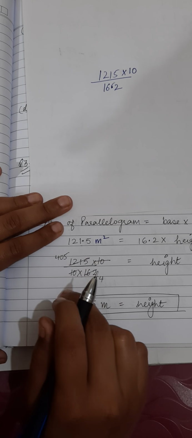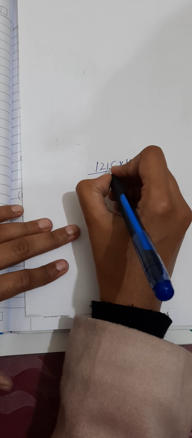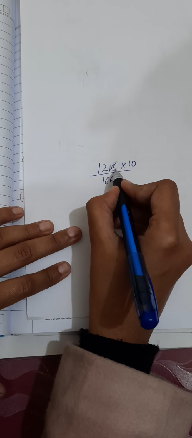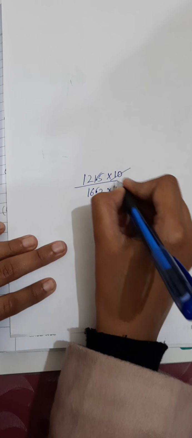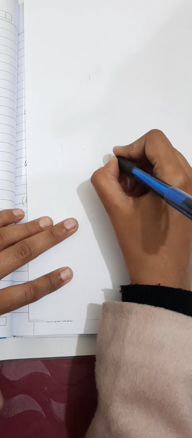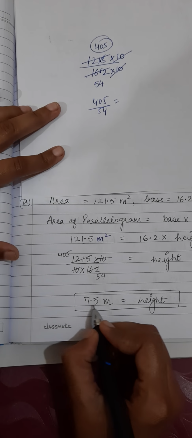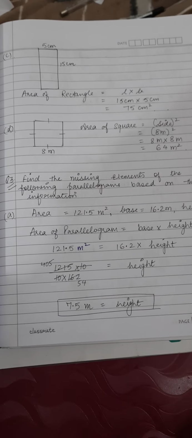You can cancel these two, and this was also 121.5. This was also 0.5. So to remove this decimal, after decimal 1 digit is there. So that means in the denominator you are going to multiply by 10. Cancel these two. Cancel these two on the table of 3, 54, and this will go to 405. You are going to divide 405 by 54. Answer you will be getting is 7.5 meters. This will be the height. Okay, so this is your first part.